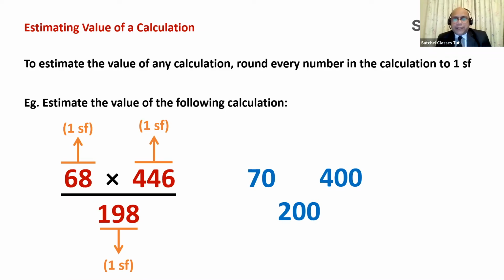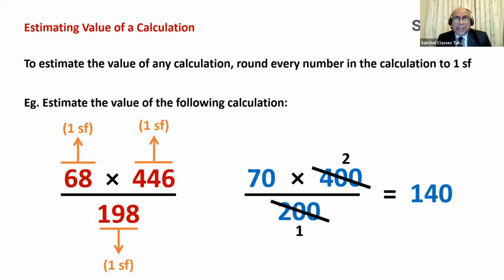Well, so the final calculation will be 70 multiplied by 400 divided by 200. As you can see, 200 goes into 400 two times. So you can cancel that to make it 2 times. And your final answer will then be 70 multiplied by 2, which is 140. So this is how we estimate the value of any calculation. The thumb rule is simple. You need to round every number in the calculation to one significant figure.